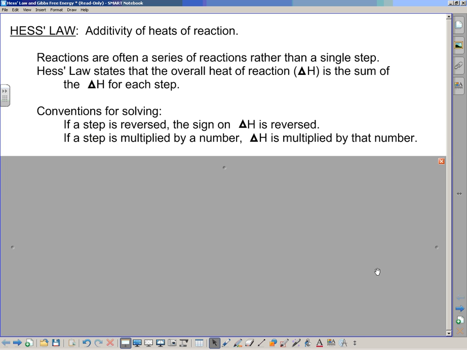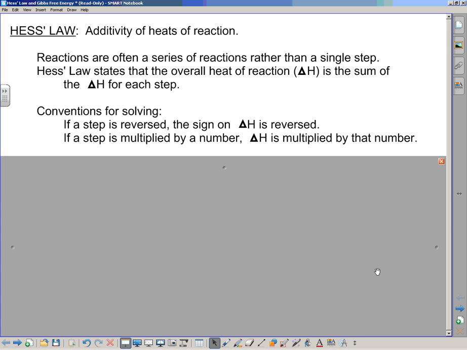So now what we're going to do is take a look at that class of reactions that has several steps to it, and we're going to look at how that affects the delta H. Delta H is the enthalpy. Remember, the enthalpy is the heat of reaction. So we have to add the delta H for each step to get the total delta H for the overall system itself. Now, we have two rules for solving it.